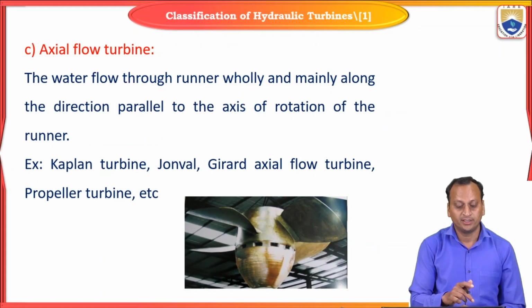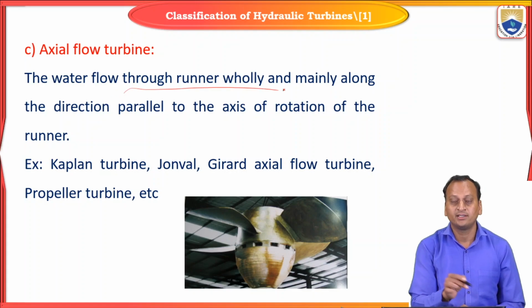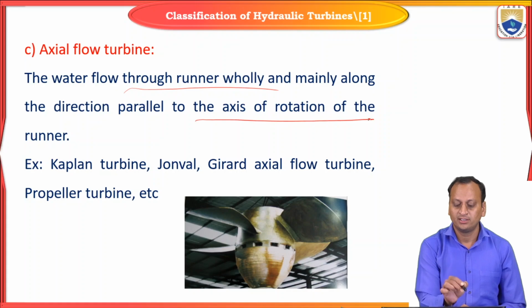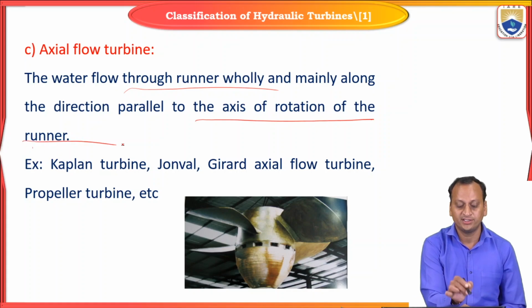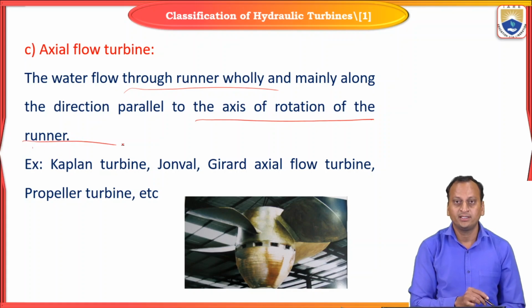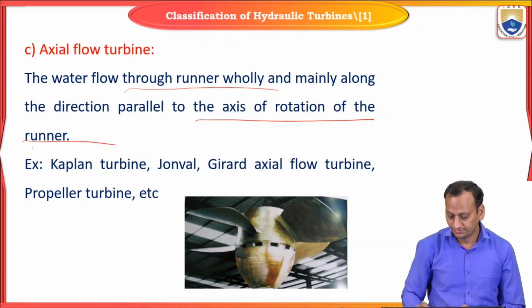In the axial flow turbine, the water flows through the runner mainly along the direction parallel to the axis of rotation. So not radial, not tangential.